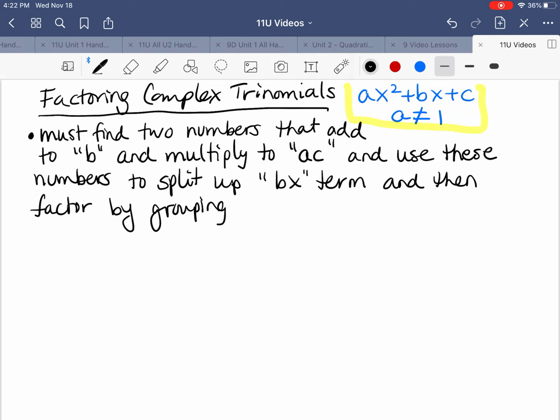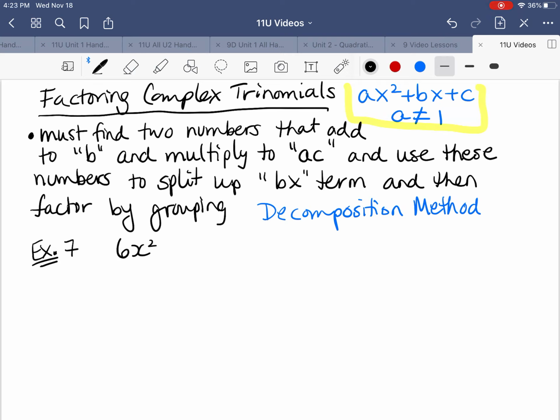And there are many different ways to do the factoring of complex trinomials. This is typically called the decomposition method. And it's called that because we are breaking up that bx term. So let's work through some examples.